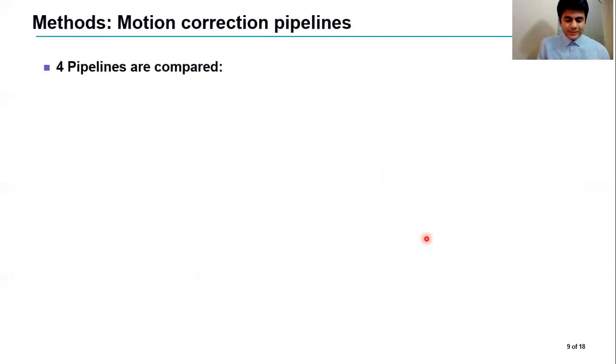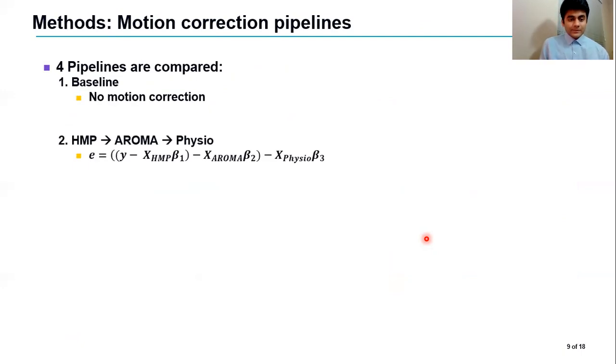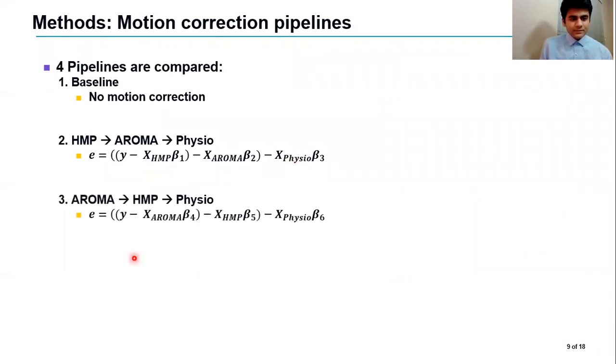Using these sets of regressors, we constructed 4 pipelines for our comparison. The first was a baseline where no motion correction was applied. The second was a sequential regression where first XHMP is removed, followed by aroma, and then physio. The third was a different order of sequential regression, where first aroma is removed, followed by HMP, and then physio.